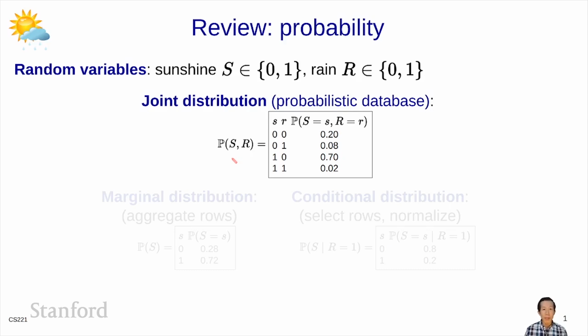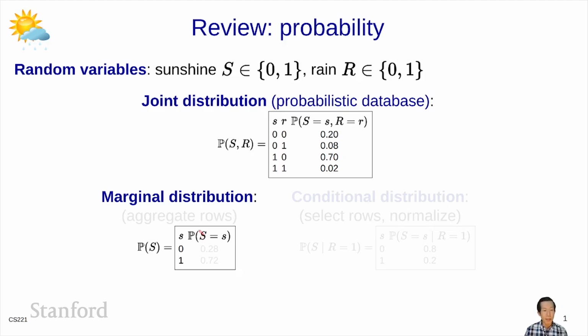Now we can use the joint distribution to answer all sorts of interesting questions. So we can compute what is called a marginal distribution. The idea here is that suppose I'm interested in only whether it's sunshine or not. I don't care about whether it's raining or not. So we can compute P(S), and this is a table which specifies the possible values of S, 0 and 1, and the marginal probability of that particular value.